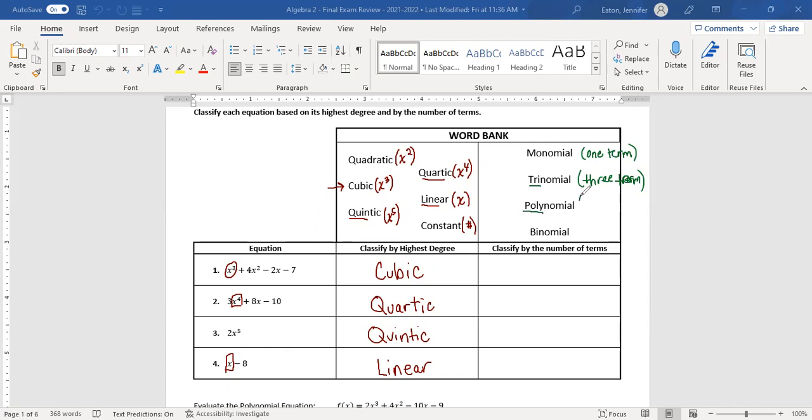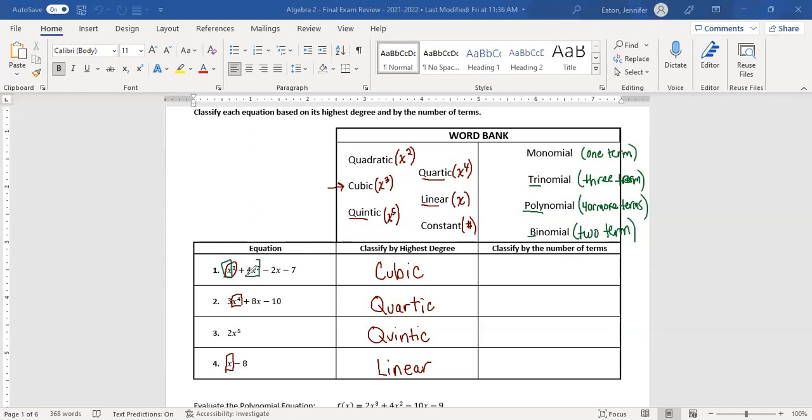Poly means many. So this is 4 or more terms. We're just going to refer to all of the ones that have 4 or more as having many terms, a polynomial. And then lastly, we have a binomial. Bi means 2. So a binomial means there are 2 terms. So bifocals have 2 lenses. Bicycle has 2 wheels, right? So bi means 2. So let's count our number of terms here.